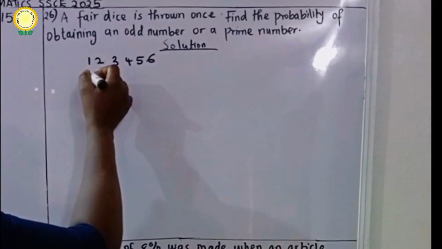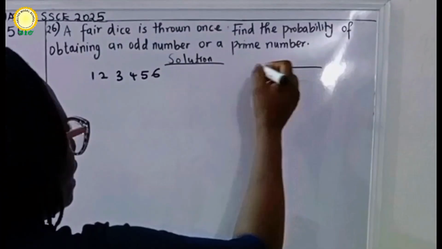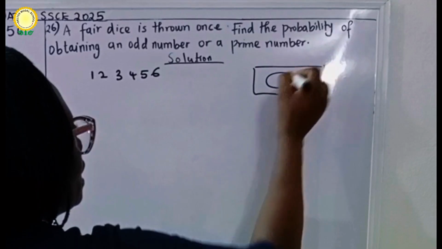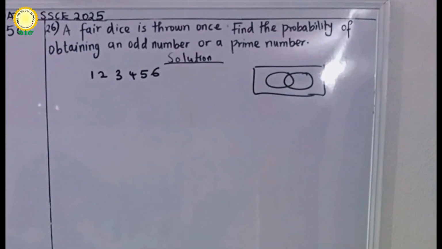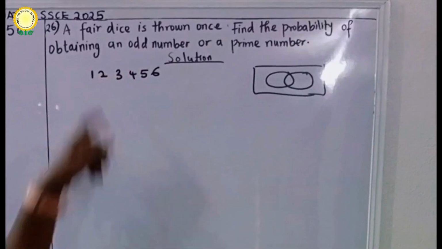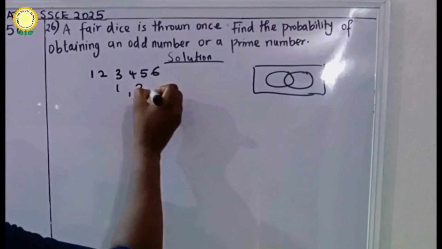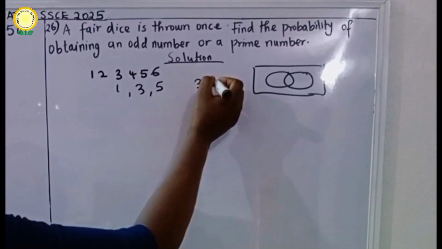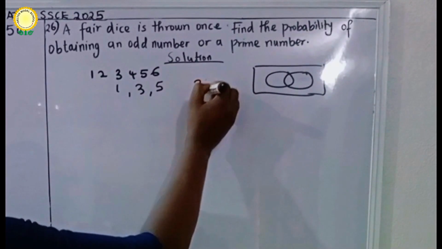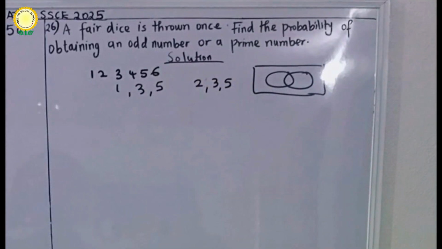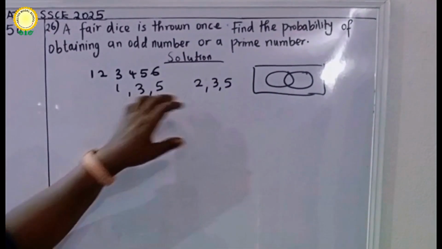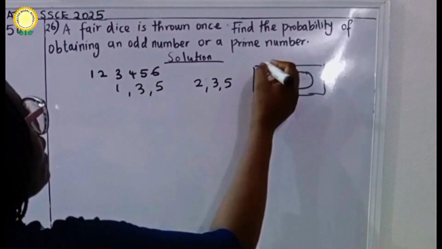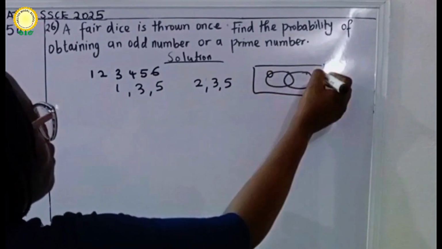There's another issue here we need to identify. This is looking like there's going to be a set here because they are not independent. The odd numbers here are 1, 3, and 5. The prime numbers are 2, 3, and 5. That means two numbers are occurring on both sides. So let's say this is for the odd numbers, this is for the prime numbers.